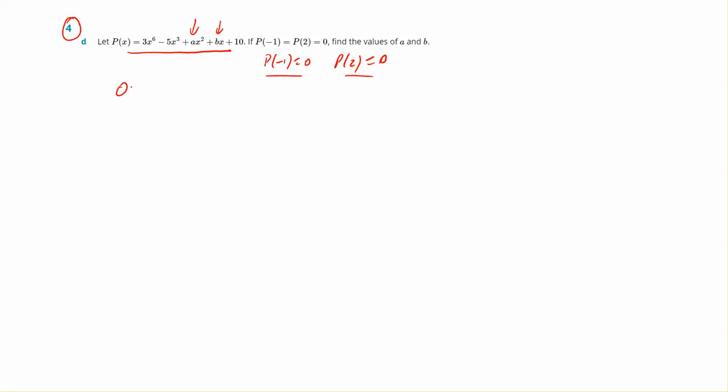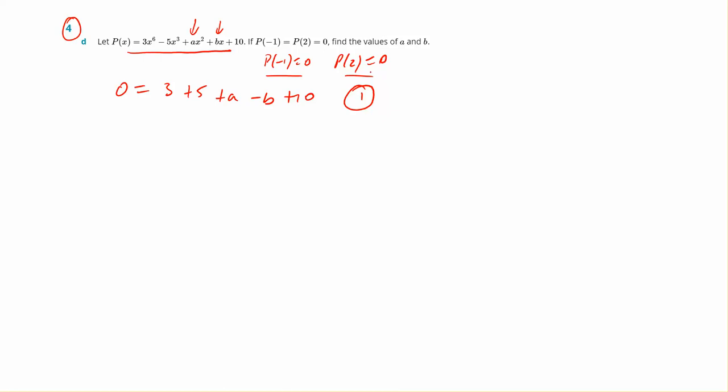So when y is 0, or when p is 0, x is -1. So 3 times (-1) to the power 6 is just 3. -1 to the power 3 is -1, but when you multiply by -5, you get +5. -1 squared is just 1, so it's just a. You've got -b plus 10. So we've got equation 1.